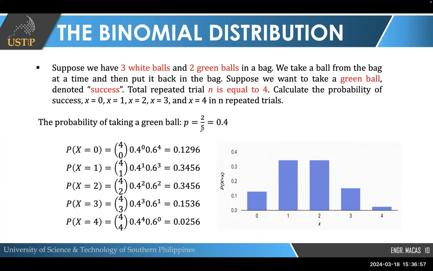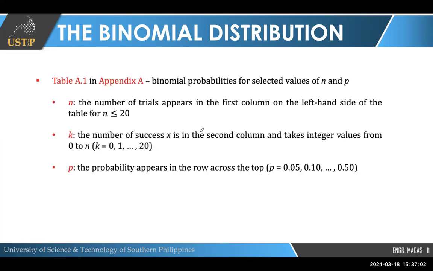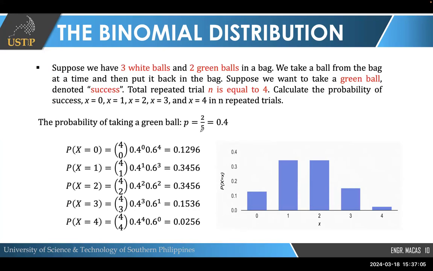So, we take a ball from the bag at a time and then put it back in the bag. So basically, nagkuha ka og ball from the bag and then gibalik nimo, then kuha na pod, gibalik na pod nimo. Suppose that we want to take a green ball, denoted success. So ang atong goal is to get a green ball. And the number of trials is equal to 4, meaning kaupat ta magkuha og ball. First trial, unsa nga color? Ibalik na nato ang ball. And then second trial, ibalik na sad nato. Third, and then finally, fourth trial.